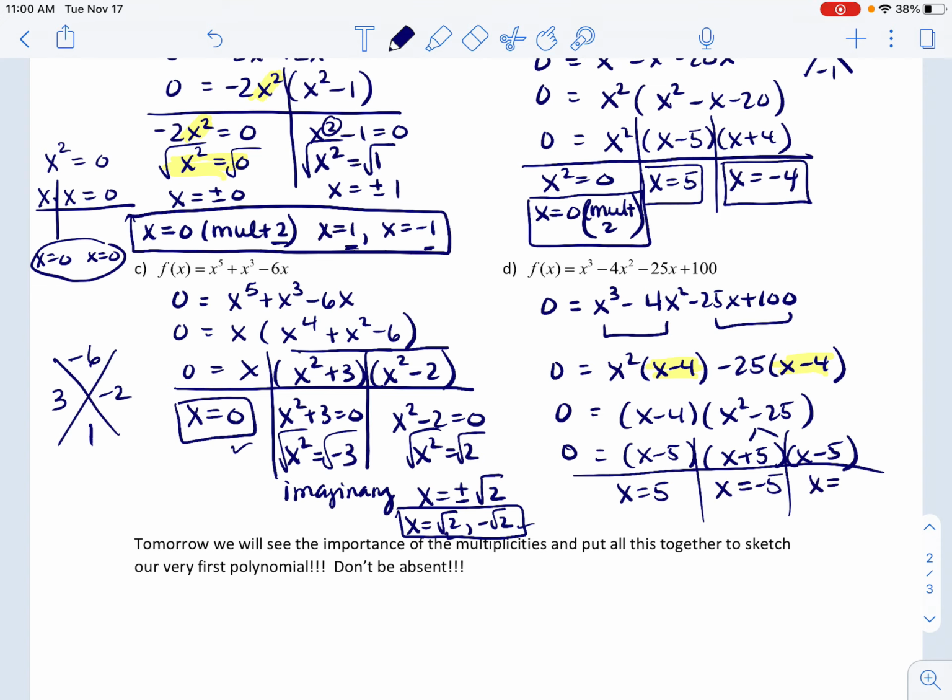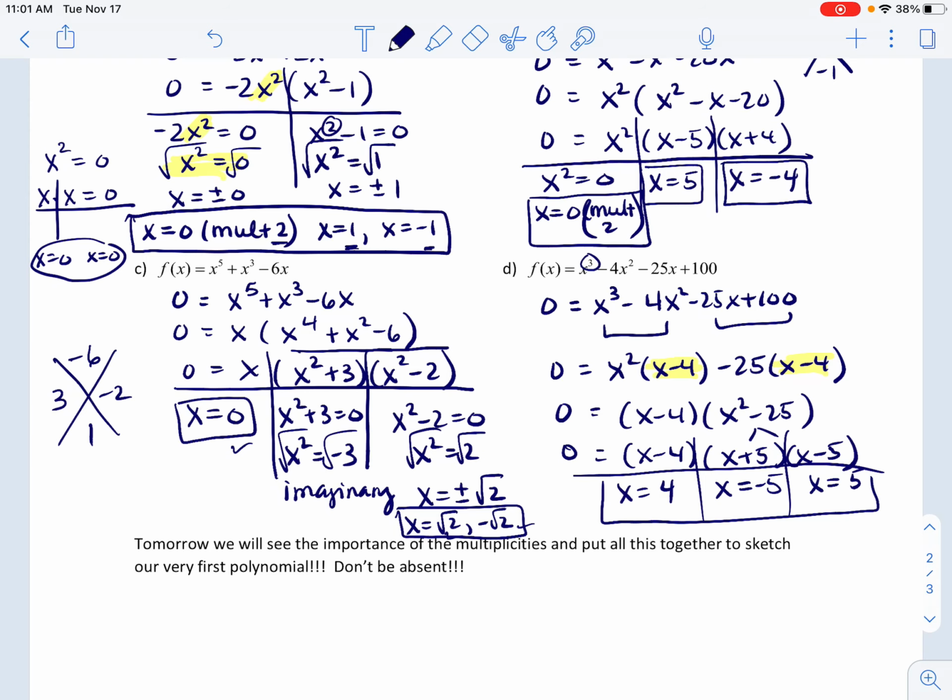Oh, wait. I wrote this down wrong. Sorry. This is a 4. So it's x equals 4, negative 5, and 5. All of these have multiplicity 1. They're just one unique answer. They don't repeat themselves. So you really have 3 distinct answers here, and that matches up.